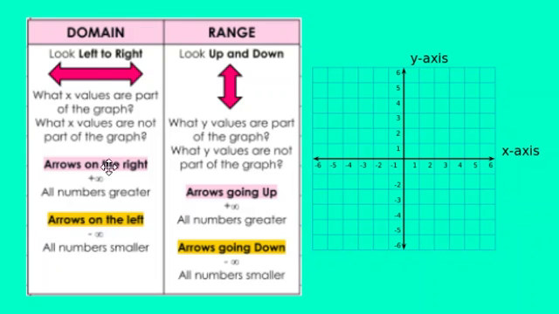So key things to take away from this. Remember, domain is our x values from least to greatest, and we're going to look from left to right. Range is our y values from least to greatest, and we're going to look from down to up.